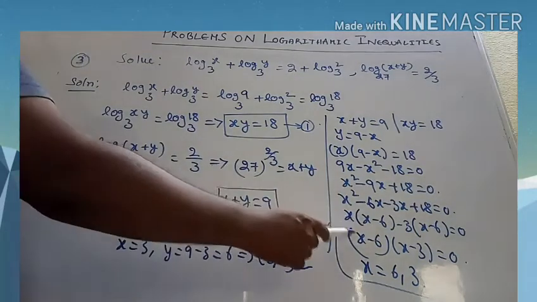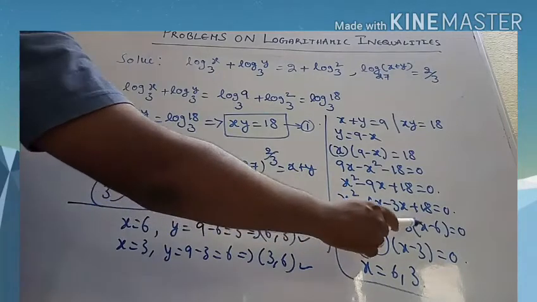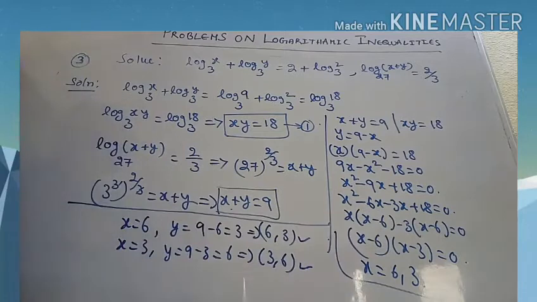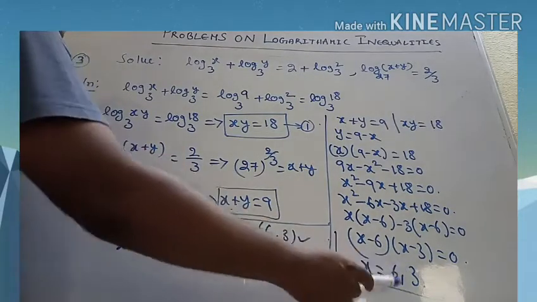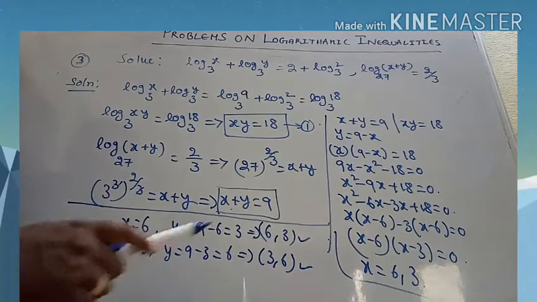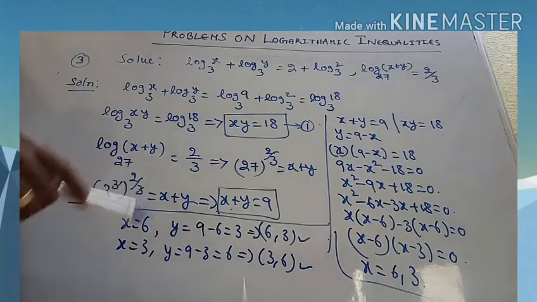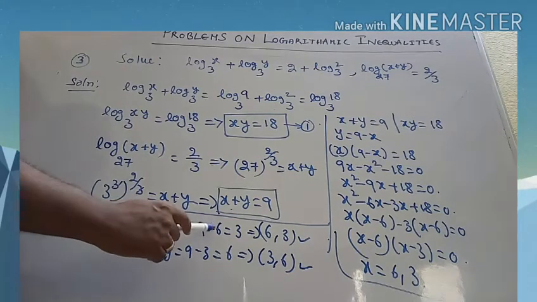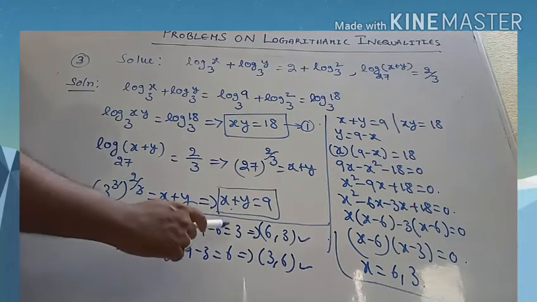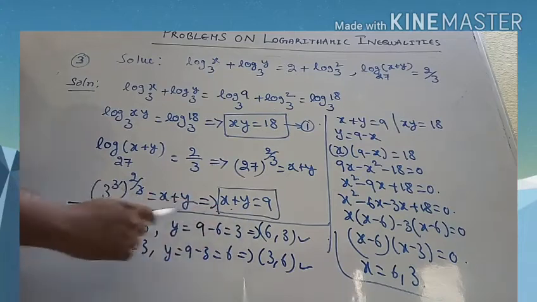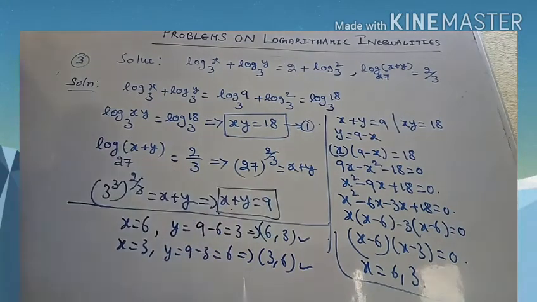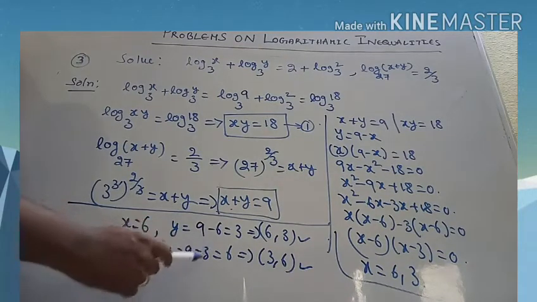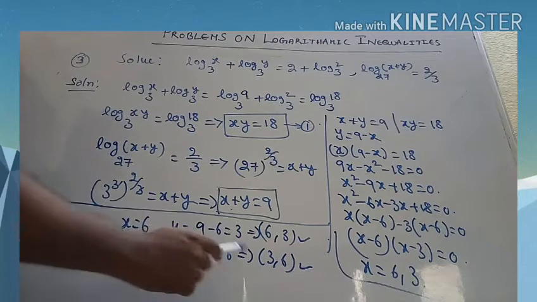Now you take x common, x minus 6, and minus 3 take common, x minus 6 equal to 0. Now x minus 6 into x minus 3 equal to 0. Now x equal to 6 comma 3 are the values you have got here. Now we want to get their corresponding y values. When x is equal to 6, y is equal to 9 minus x, that means 9 minus 6, that is 3. That means you have got x 6, y 3, 6 comma 3. Next, when x is 3, y is equal to 9 minus x, 9 minus 3, that is 6. That means 3 comma 6.